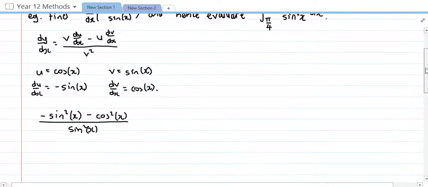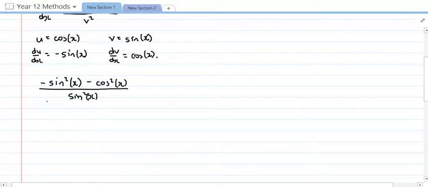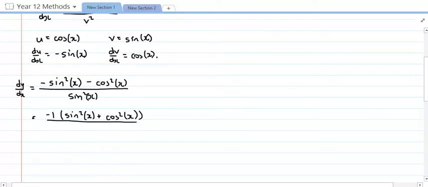Now, a little bit of the trig identity, or the Pythagorean identity, comes in here. I've been a little bit lazy there, I should be writing dy/dx is equal to that, which is equal to negative 1 out the front of sin squared x plus cos squared x, and then divide all of that by sin squared x. So that's sin squared x plus cos squared x. We know that's just equal to 1 from the Pythagorean identity. So it's negative 1 times 1, which is just negative 1 divided by sin squared x. So we've got the derivative there.